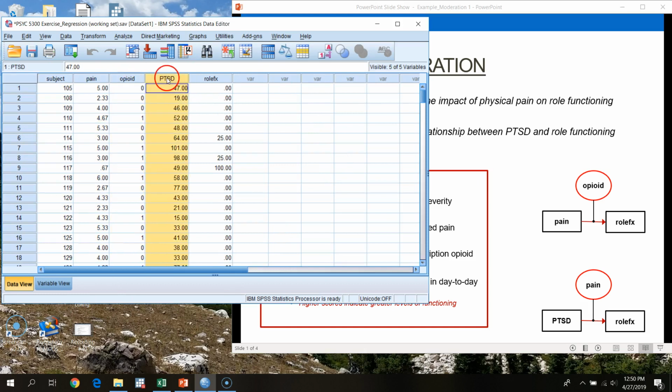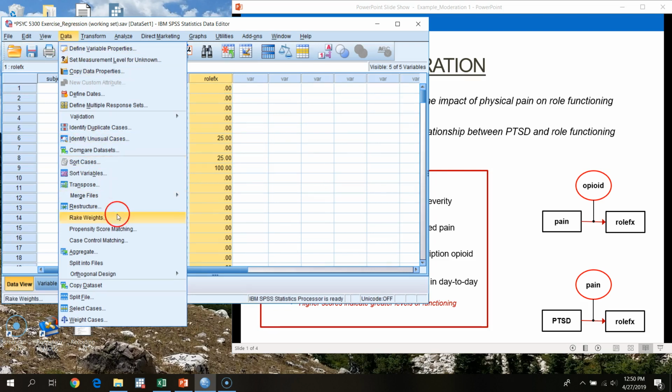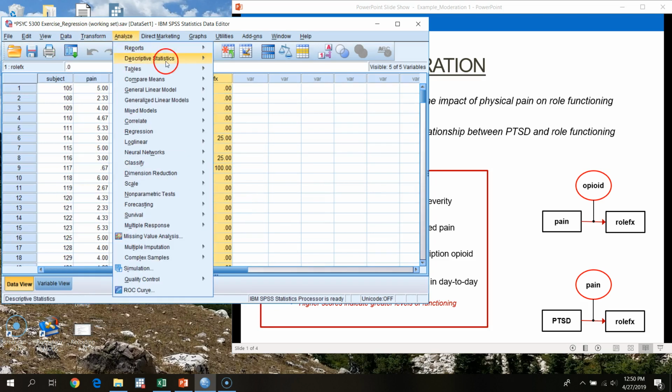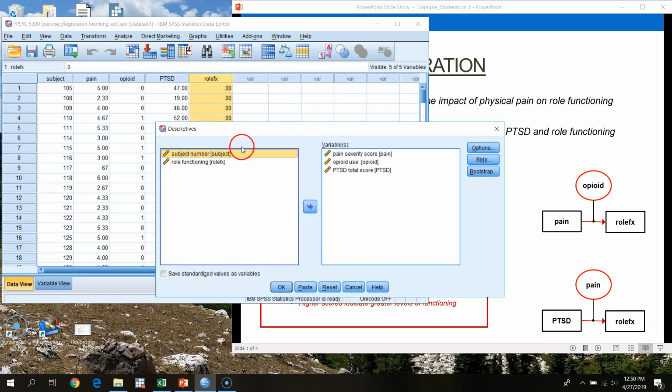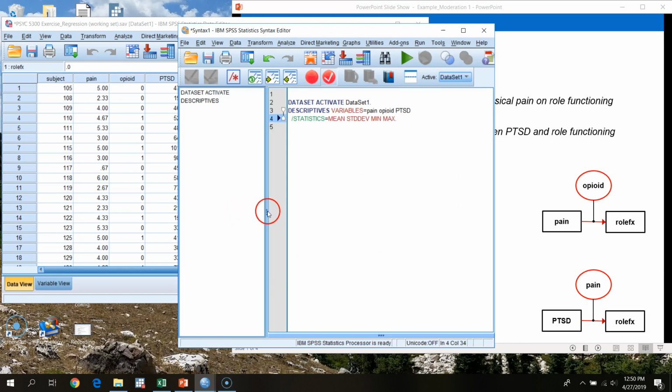So, going to start out again. Here's our SPSS set. This is our exercise regression set that I'm working with here. We've got our participant, pain severity, opiate use, yes, no, our PTSD indicator, and then our measure of role functioning. I'm going to first make sure that I center my predictors. So if I go to Analyze, Descriptives, I've got these loaded up in here, looking at descriptive statistics for pain severity, opiate use, and PTSD. I'm going to paste those into my syntax file here.